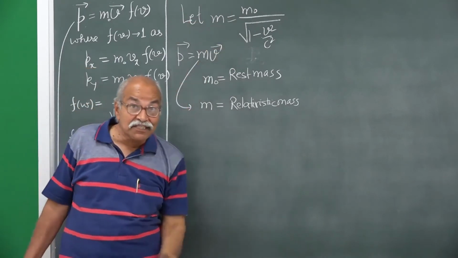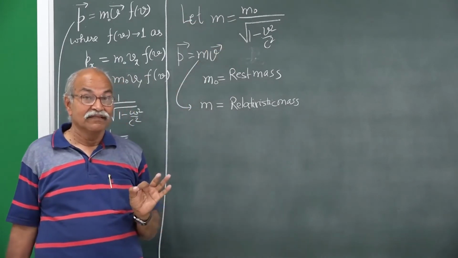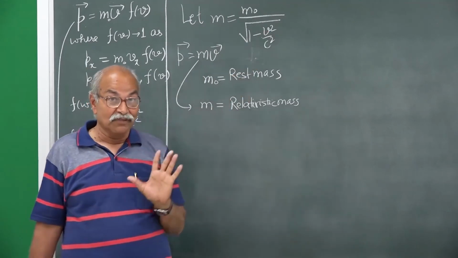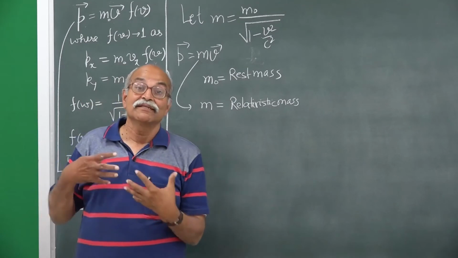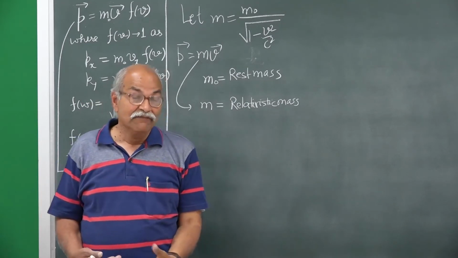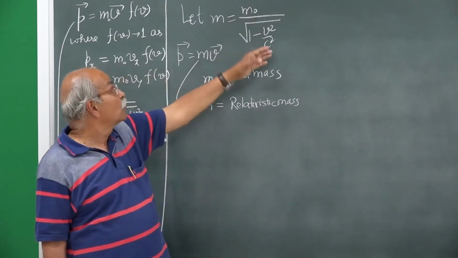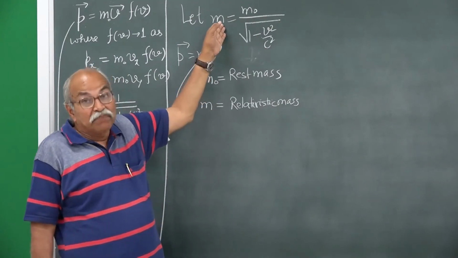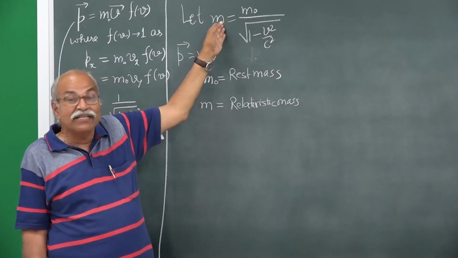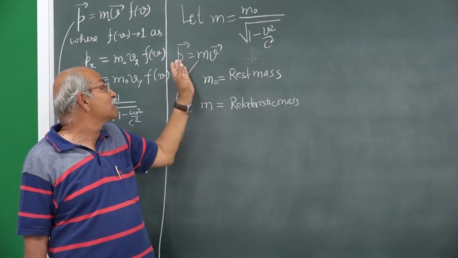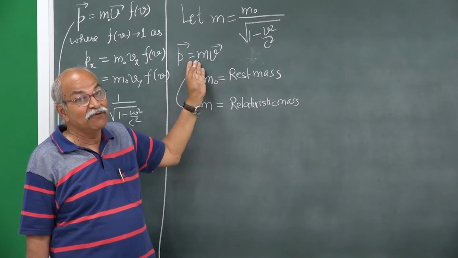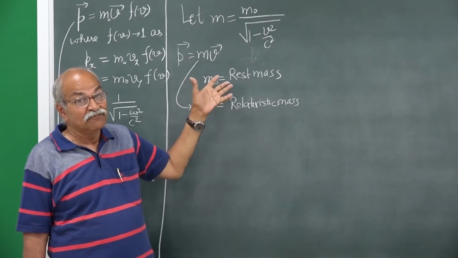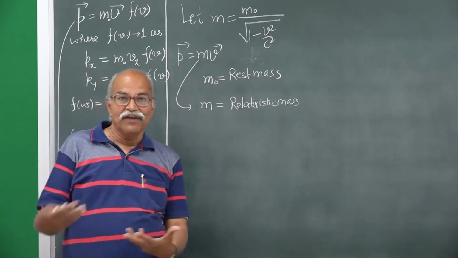The characteristic property of the particle is the rest mass m naught, and the relativistic mass is a mathematical construct. We have constructed a quantity and called it m. Perhaps the sole inspiration is to keep this definition, the form P equal to mv, intact, but it does not go a long way.